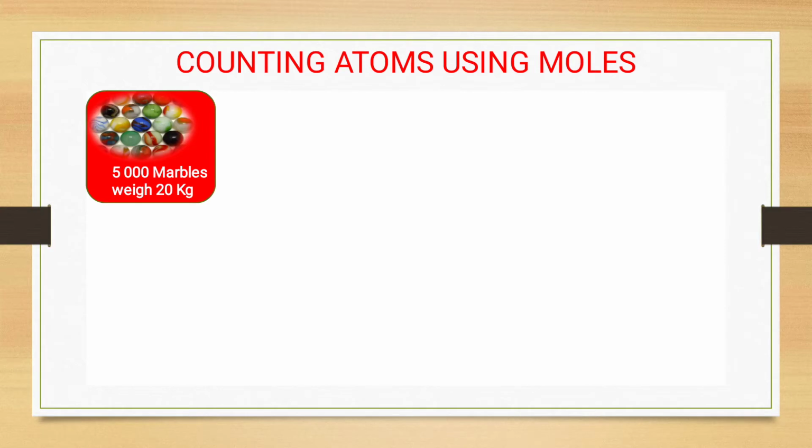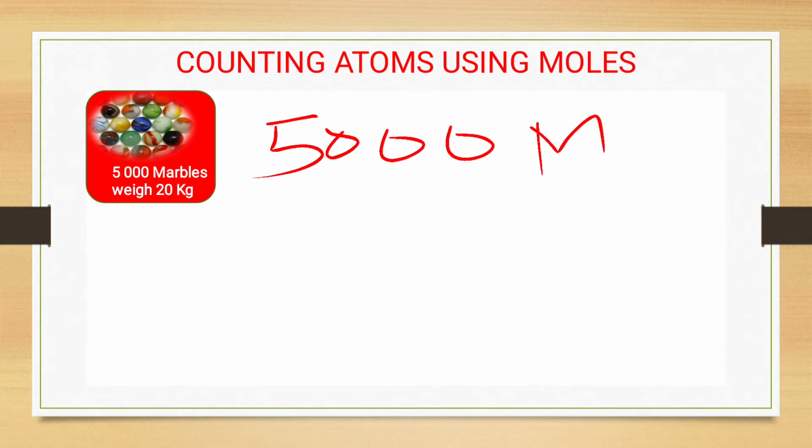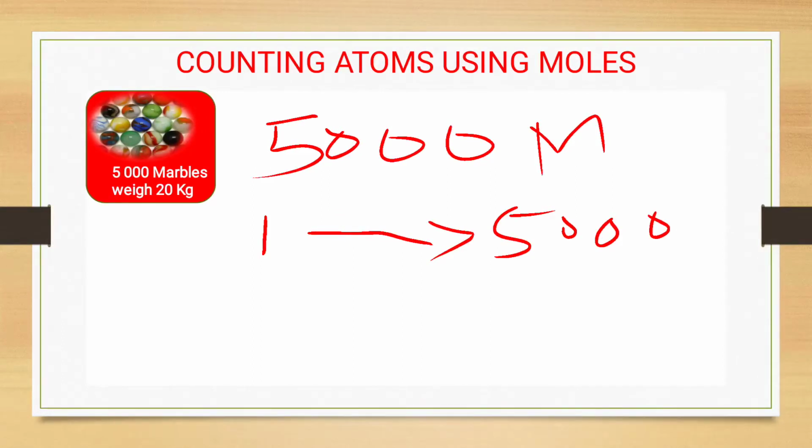Consider the following analogy. Assume that you work in a company that sells marbles, and a person orders 5,000 marbles. For you to be able to sell to them, you have two options. The first option is to count from 1 up to 5,000 so that you give them their order. But then there is a simpler method.